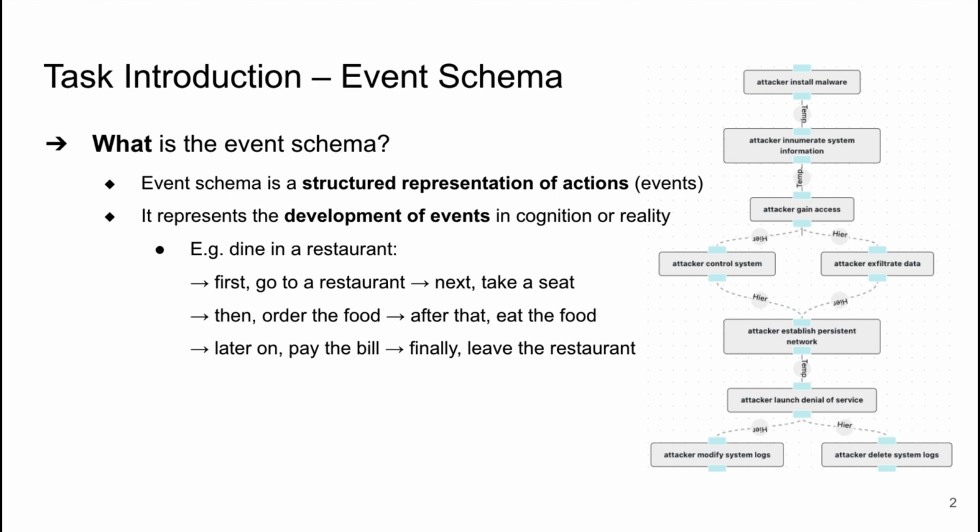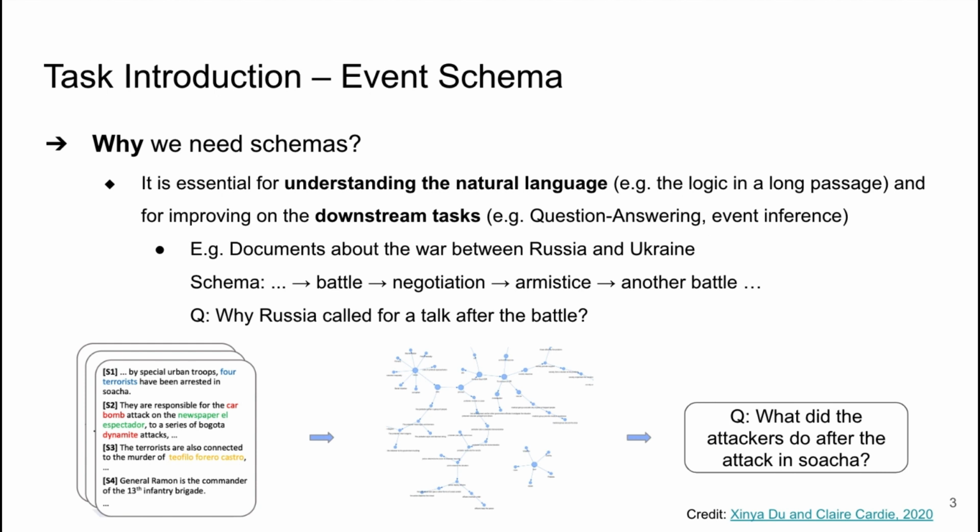It can incorporate concurrent relation and hierarchical structures, as we show in the right graph. Schemas are very important to understand long documents and to improve the performance on downstream tasks, such as reasoning on the events. For example, we have many documents about the war between Russia and Ukraine. From these documents, we created a schema that contains battle, negotiation, then armistice or another battle, and many other events including causes and consequences, as we show in the middle graph.